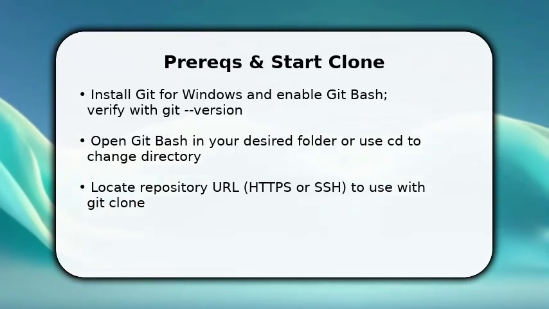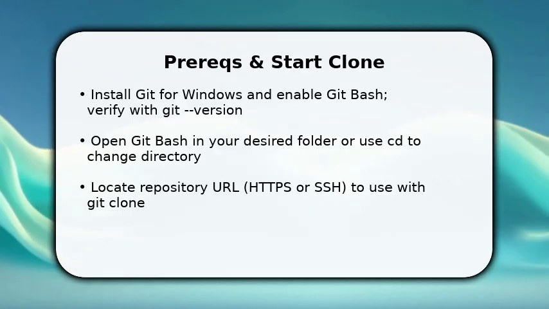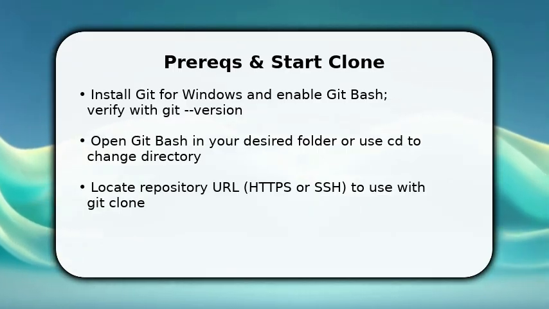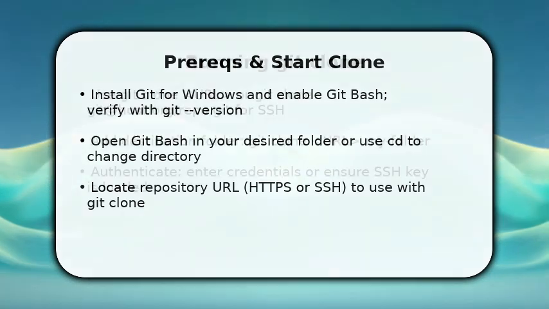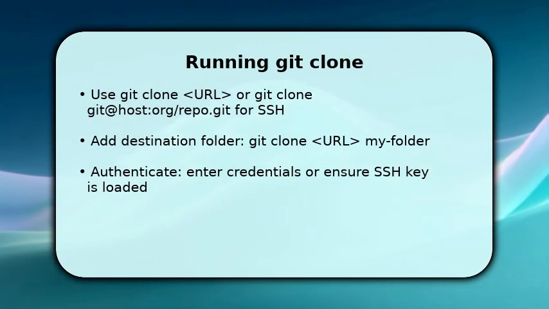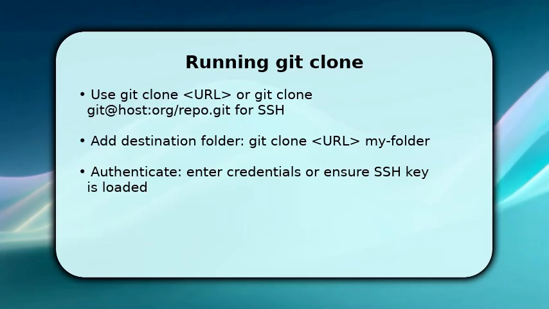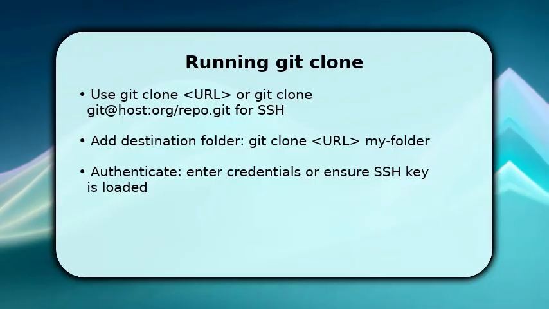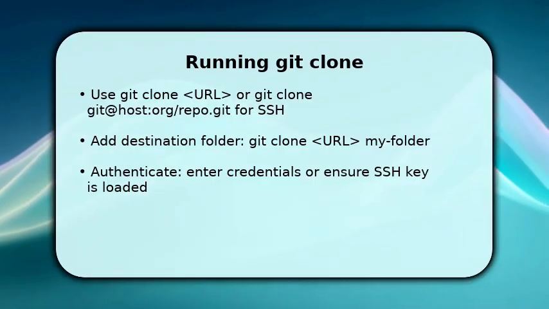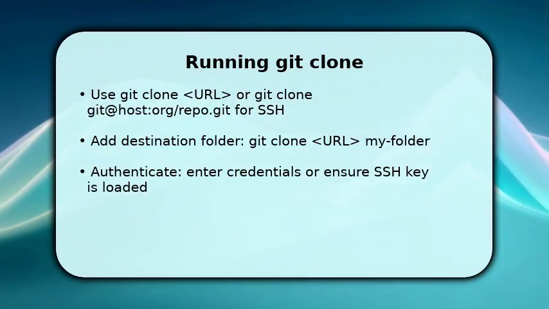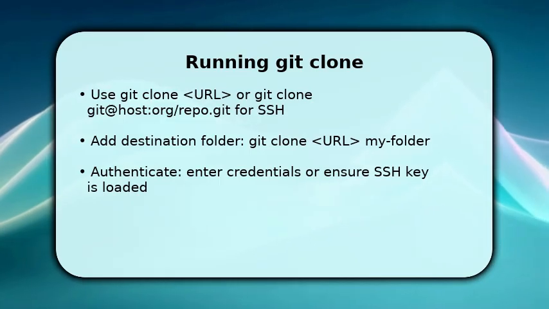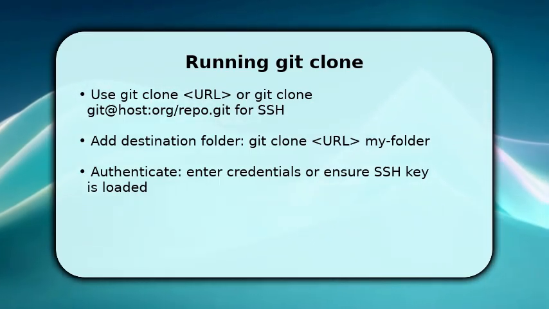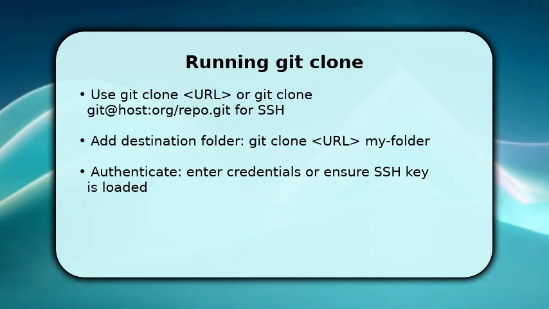This initiates a local copy and creates the necessary Git metadata so your machine tracks the project history. You execute git clone with the repository URL and optional target folder. For example, git clone https://host/org/repo.git or git clone git@host:org/repo.git if you prefer SSH. If you include a folder name, git clones into that directory, otherwise it uses the repo name.